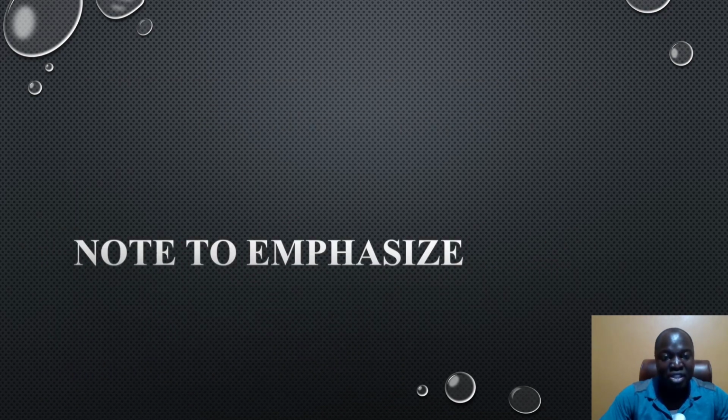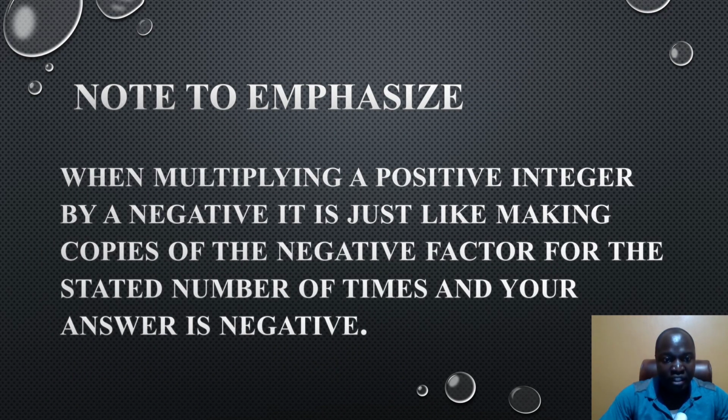All right, so from this we can take away the thought that when multiplying a positive integer by a negative, it is just like making copies of the negative factor for the stated number of times, and your answer is negative. So the big question is, is my answer negative or is it positive? Yes, once there is a negative sign involved, your result is going to be negative in multiplication. Later on we'll say something more. Once there's an odd number of negative signs, then your answer is negative.